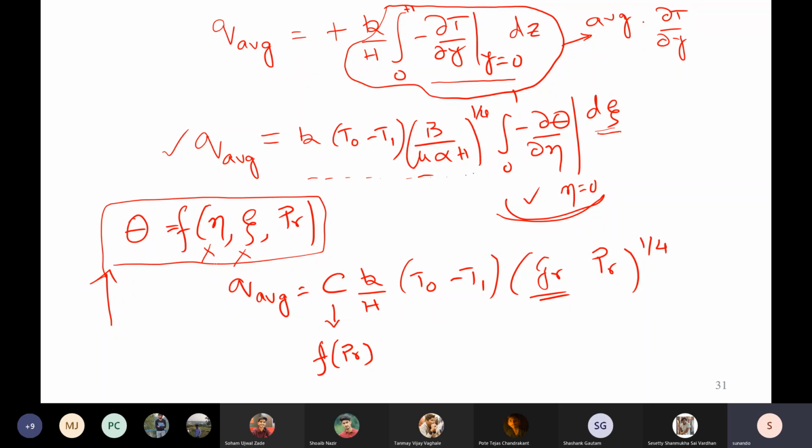We understand that this definite integral will be a function of eta, zeta, and Prandtl number. It cannot be a function of eta. It cannot be a function of zeta. So whatever value you get will be a function of Prandtl number. So this so-called C that I have written is going to be a function of Prandtl number. The question is, is it going to be a strong function or a weak function? That is the question. What is your idea?